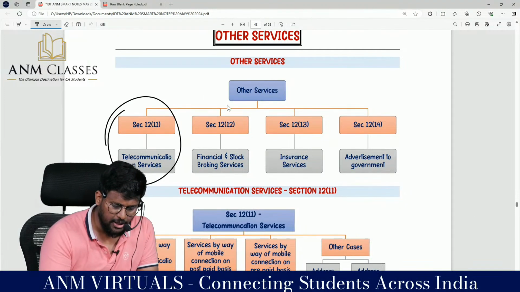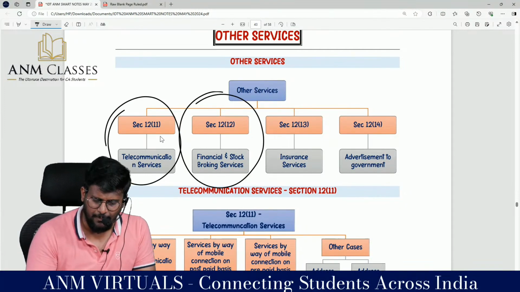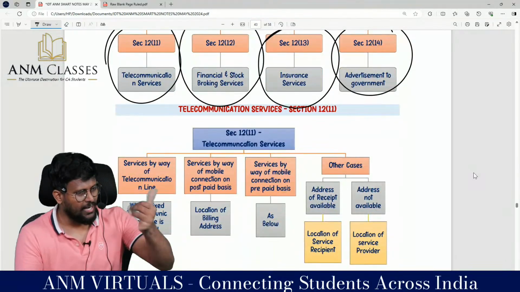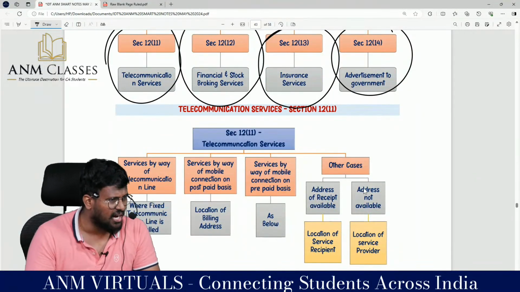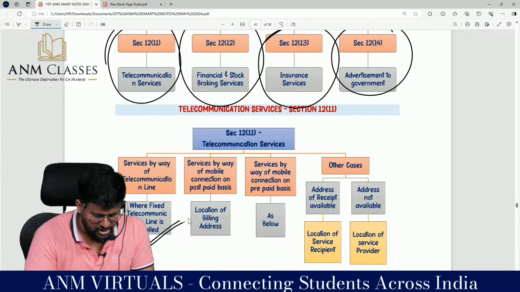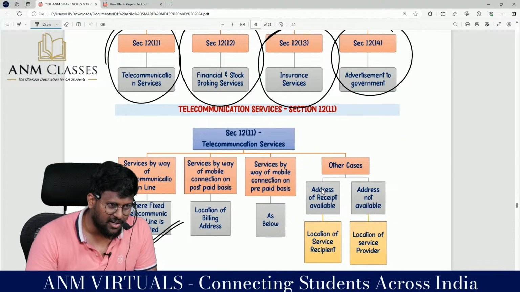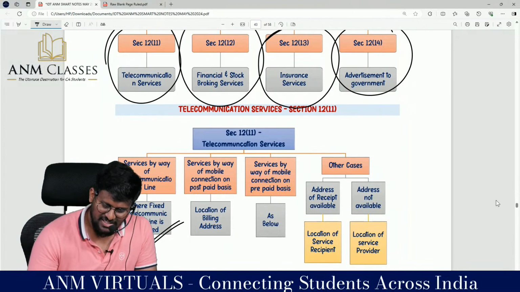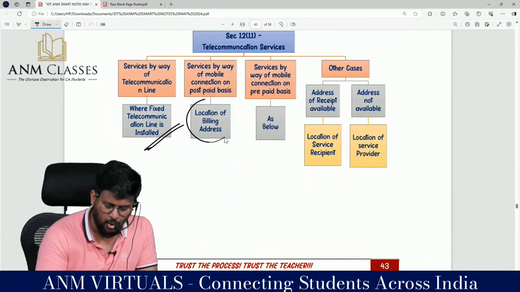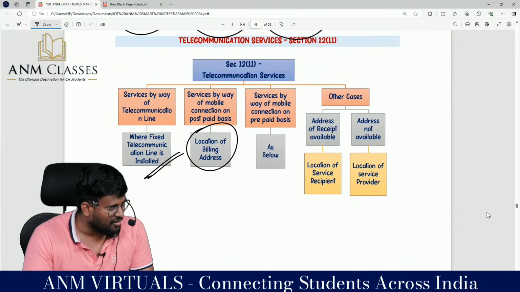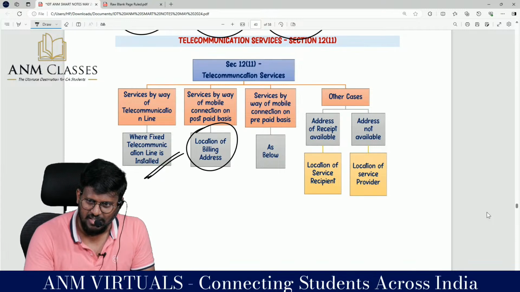12.11 telecommunication services, 12.12 financial, 12.13 insurance services and 12.14. 12.11 telecommunication services. Service by way of telecommunication line: where the fixed telecommunication line is installed, that is the place of supply. Service of mobile connection: location of the billing address, wherever the mobile bill comes, that is the place of supply.